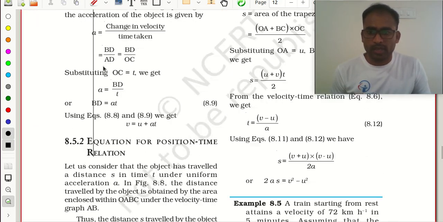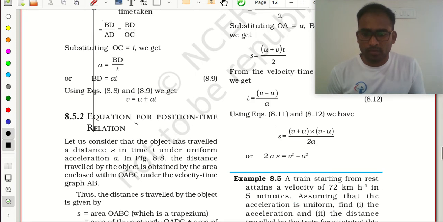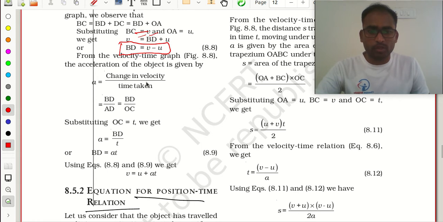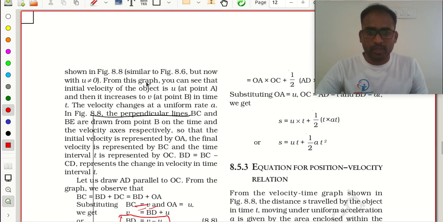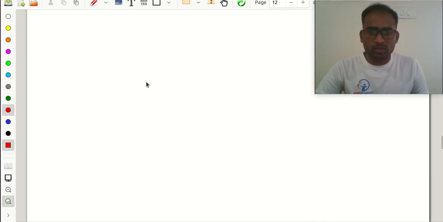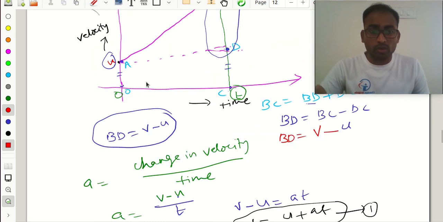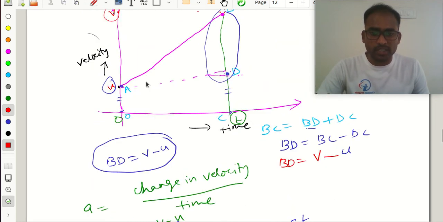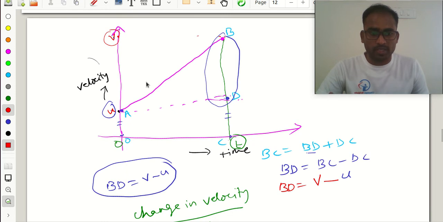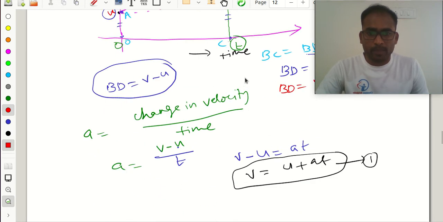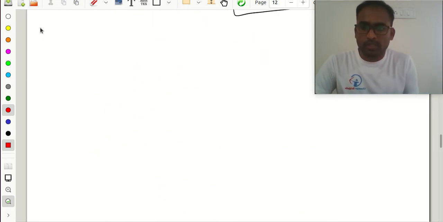Yes. Now we will understand position and time, that S is equal to ut plus half at square. That I need to calculate. I already know how to calculate the displacement in a velocity and time graph, and next we will calculate the position.